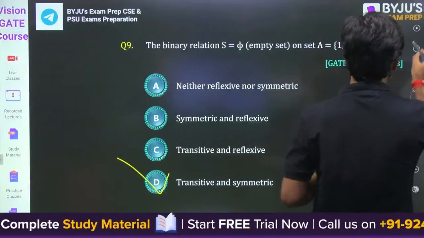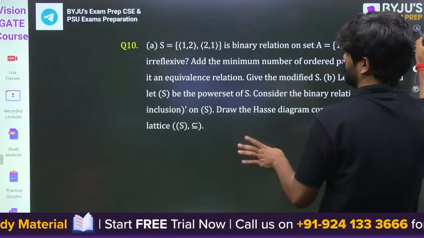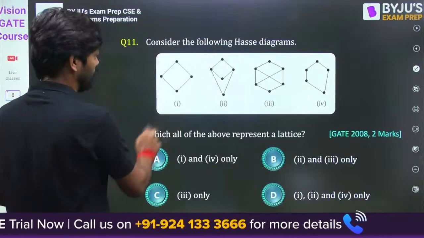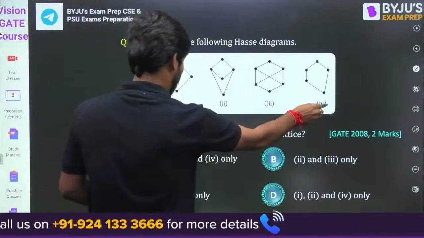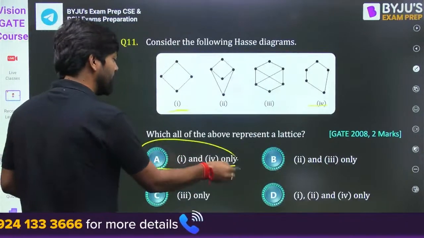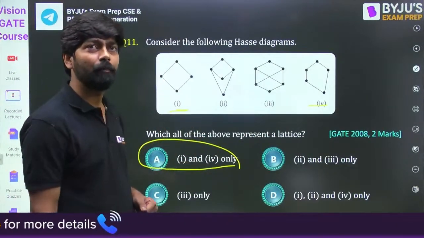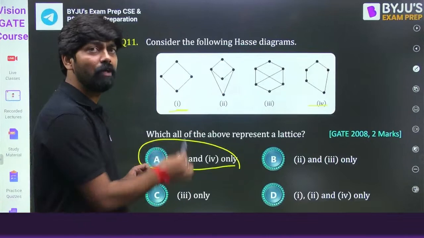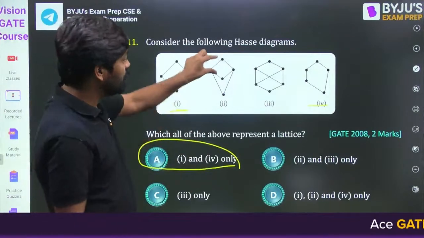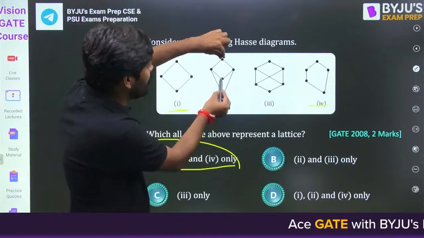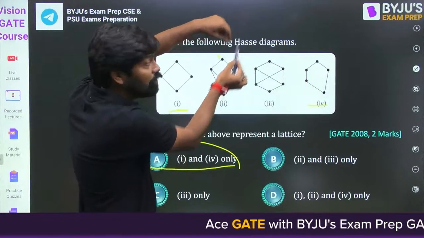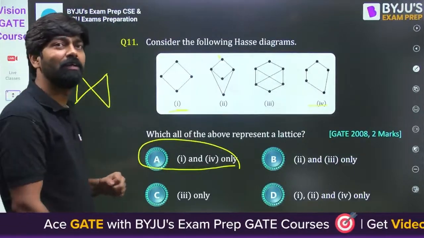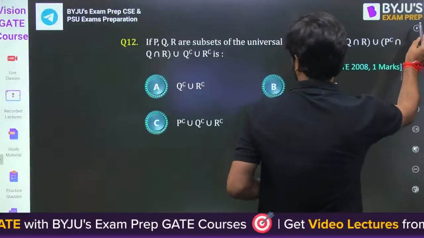They are asking about empty set. We have done this one also. The answer for this one is the first one and the fourth one, which are lattices, because every pair has a LUB and GLB, least upper bound and greatest lower bound. Here, if you take these two vertices, LUB will not exist. Already I told you if something crosses like this, it will not be a lattice. We have seen this already. If you have doubt, you can ask me.